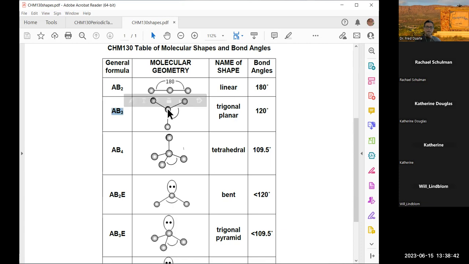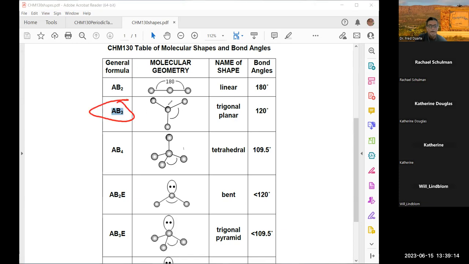AB3, we have a central atom, and then the three B's are bonded to the central atom. Here's the thing to remember. In creating formulas and structures, there's always going to be one element that's the central atom, and you always know what that one central atom is. Once you identify the central atom, that tells you that everything else in that formula is bonded to the central atom. Like here we have AB3.